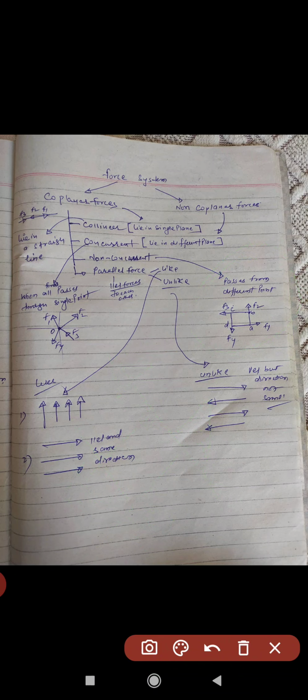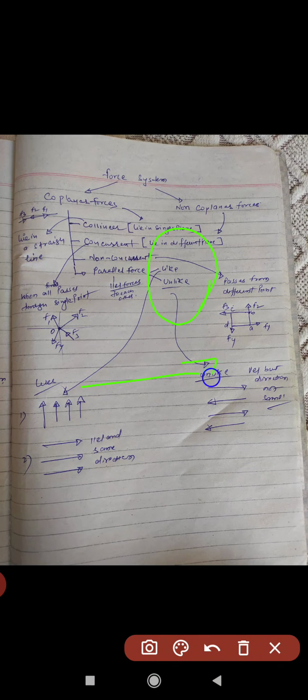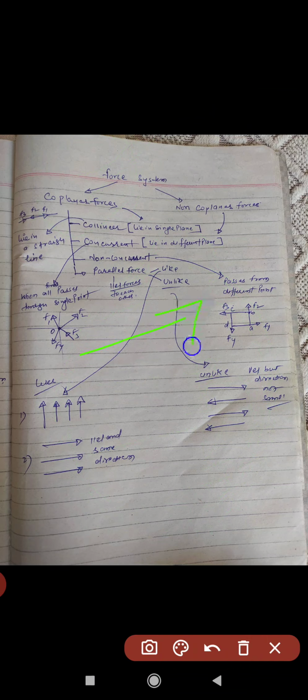And the last is parallel forces. Parallel forces are of two types, like forces and unlike forces. Parallel forces are in the same plane, because they come under the type of coplanar. All the forces are in the same plane, but parallel forces are parallel in nature, meaning they can't intersect anywhere. They will not intersect anywhere. These are parallel forces, they never intersect.